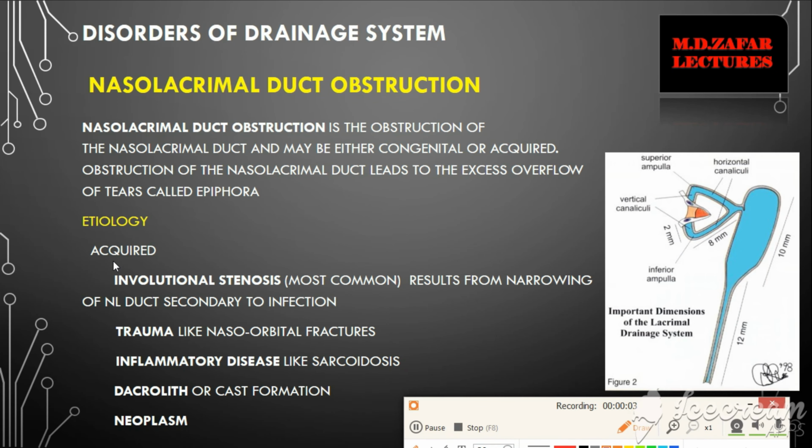Now we'll talk about the causes. First of all, the acquired causes, then we'll talk about the congenital causes. Involutional stenosis is the most common cause of nasolacrimal duct obstruction in adults, and it results from narrowing of the duct secondary to infection. Now, trauma of the nasoorbital portion and inflammatory diseases like sarcoidosis, dacrolith or neoplasm are the other acquired causes for nasolacrimal duct obstruction in adults.